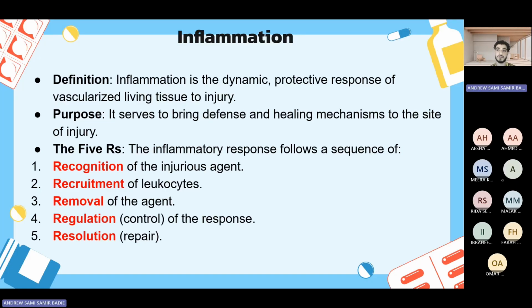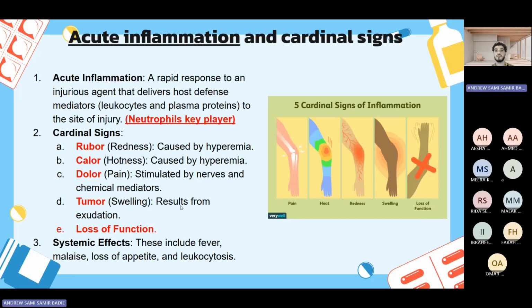So you have to know, how does the body recognize the inflammation? How does it recruit the leukocytes to bring them into one place? How does it remove the agent after the damage, like the bacteria or whatever is causing this? And how do we regulate the response, so we don't make it too over or too little? And at the end, how do we repair? How do we resolve? So starting with acute inflammation.